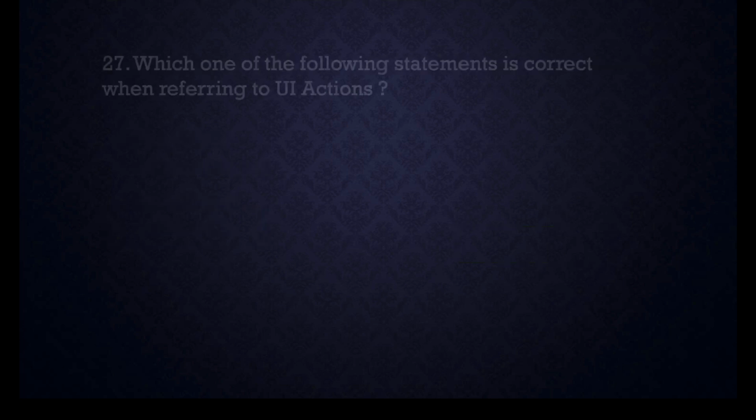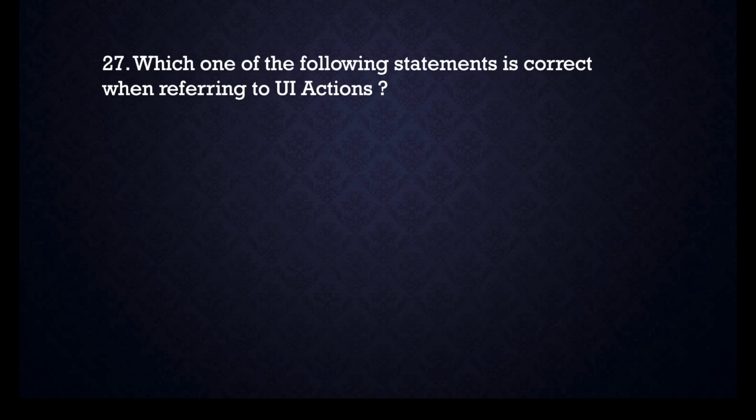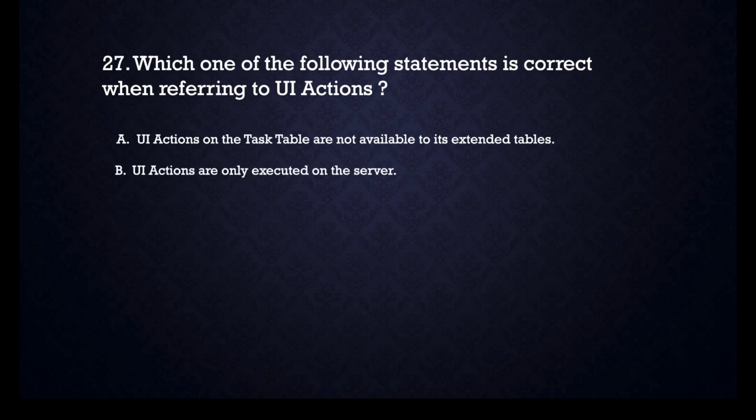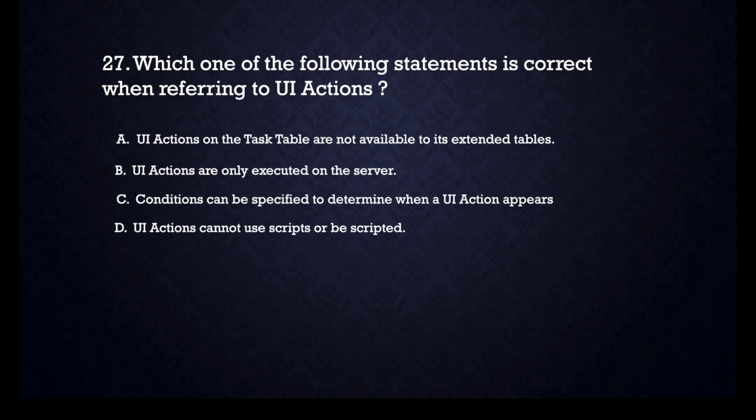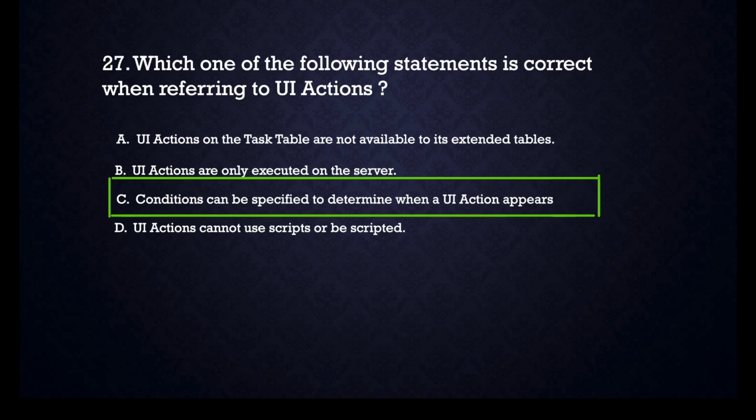Next question. Which one of the following statements is correct when referring to UI actions? Let's see the options. UI actions on the task table are not available to its extended tables. UI actions are only executed on the server. Conditions can be specified to determine when a UI action appears. UI actions cannot use scripts or be scripted. So the correct answer is conditions can be specified to determine when a UI action appears.